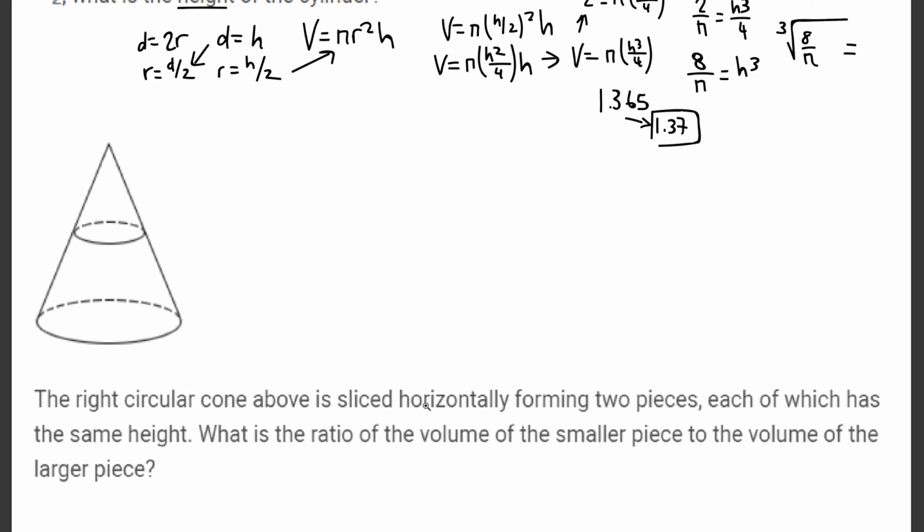Next is talking about the ratio between two different volumes. So the ratio of the volume between the smaller piece and the bigger piece. So let's see what information they give us. Each has the same height. So we know that we could just call this h, since they are going to be the same height.